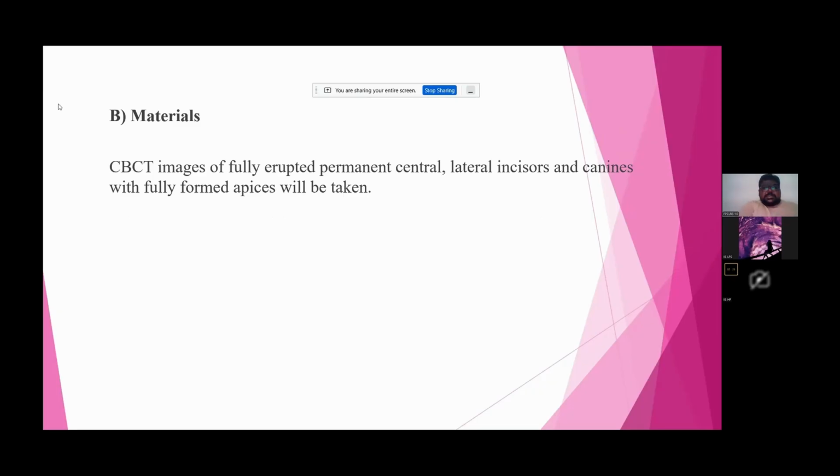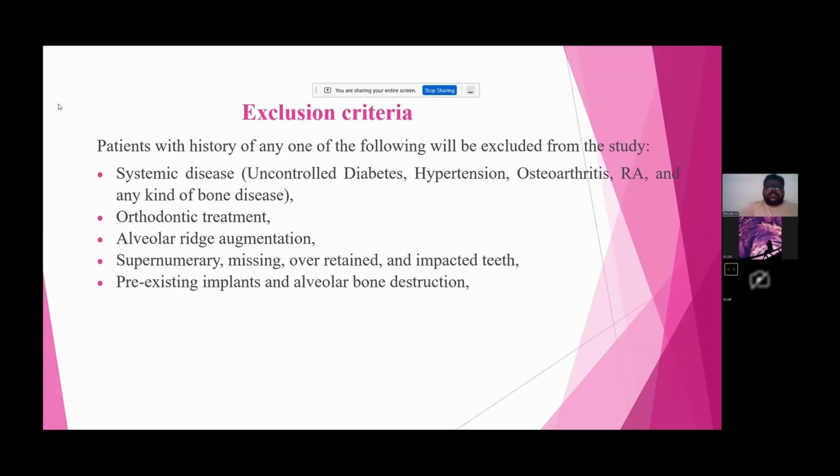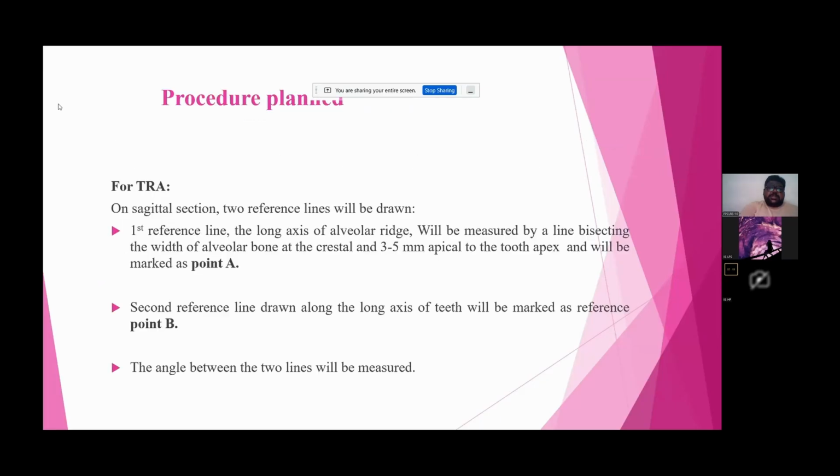Material includes CBCT images of fully erupted teeth, central, lateral, and canines, with fully formed apices. These are some of the standard photographs we have taken. Exclusion criteria include patients with systemic diseases, patients with orthodontic treatment, patients with alveolar ridge augmentation done, supernumerary, missing or retained teeth, pre-existing implants, and alveolar bone destruction.